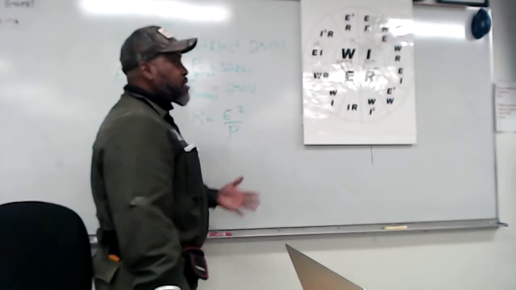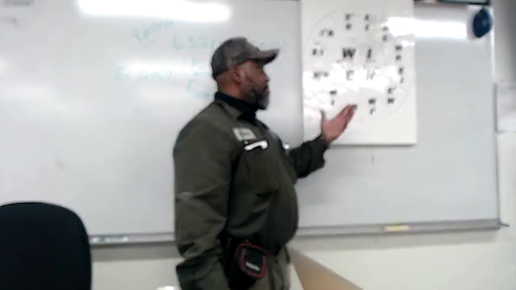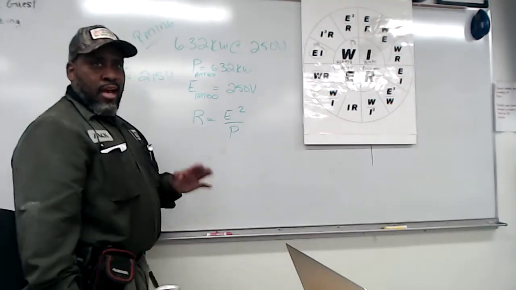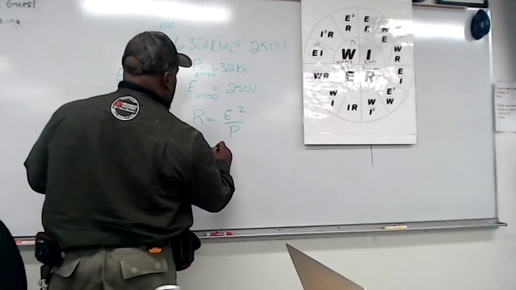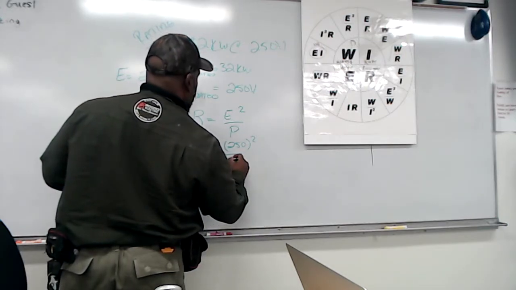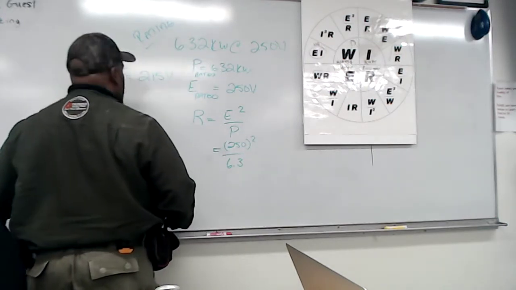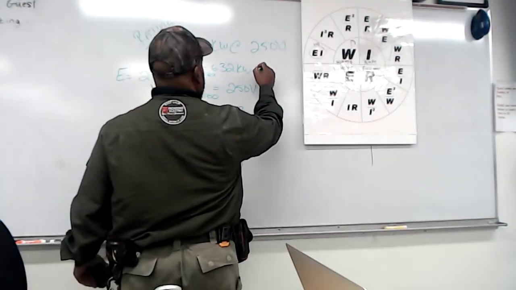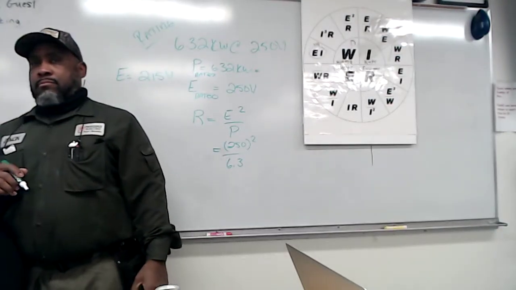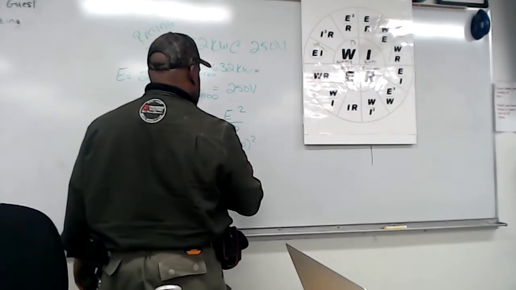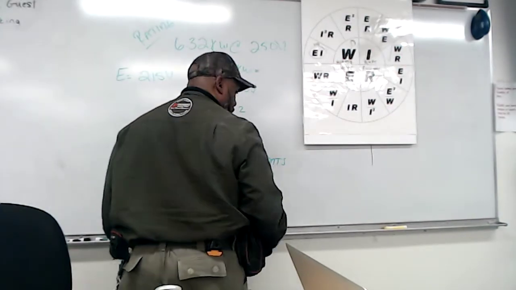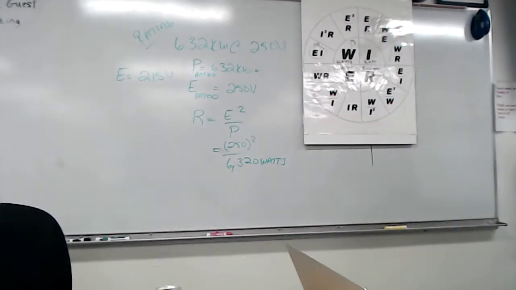P and W are the same thing. I wish they didn't confuse you like that. It should be P, but whatever. All I have to do is plug these numbers in: 250 squared divided by 6.32. We've got a problem: we have to convert that to watts. 6.32 kilowatts is 6,320 watts. Questions about that?